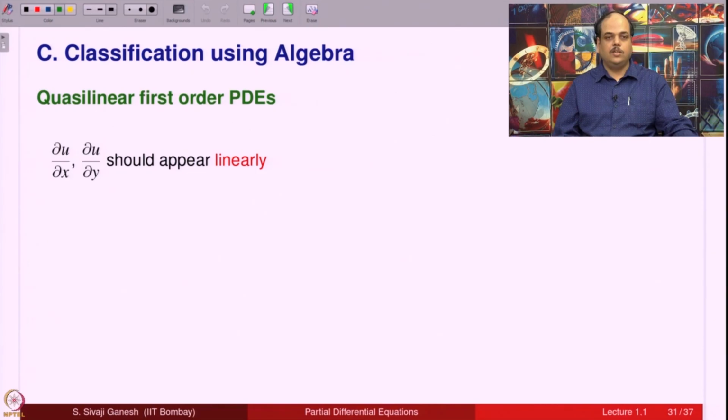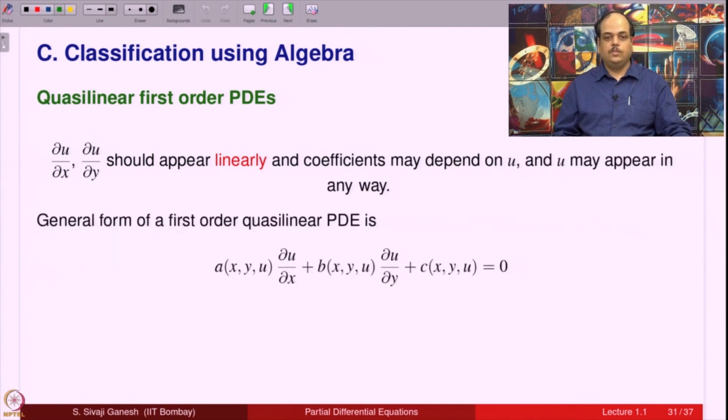Now comes the quasi-linear first order PDEs. Here the first order derivatives ∂u/∂x and ∂u/∂y should appear linearly, fine. Coefficients are now allowed to depend on the independent variables as well as the lower order derivatives. If this is the first order derivative, what is the lower order derivative? That is the function itself, they are allowed. So, therefore, this is the general possible quasi-linear first order PDE. This is an example.